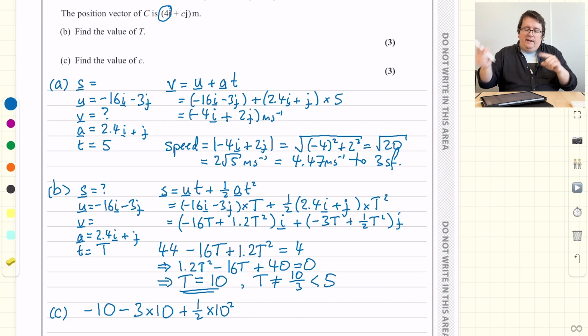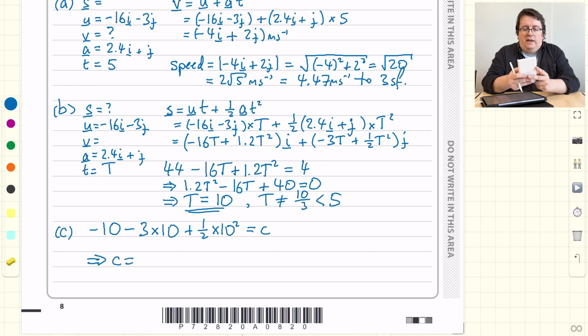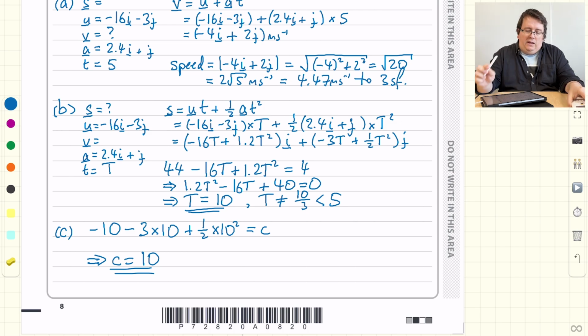So we can substitute 10 into that, and that's going to be equal to c. So c is minus 10, take away 3 lots of 10, plus a half of 100, and that's 10. So c equals 10.